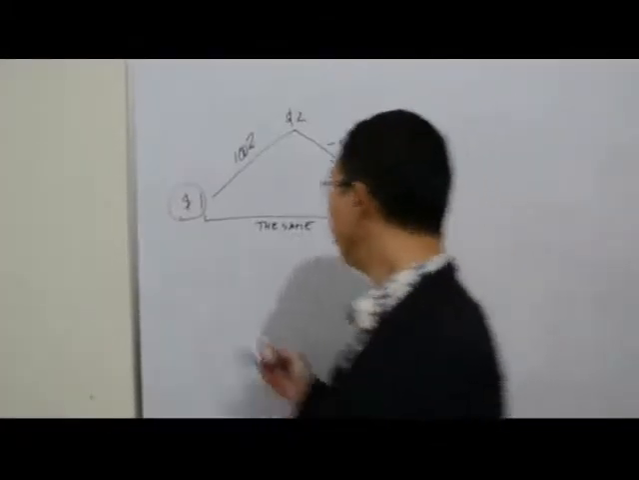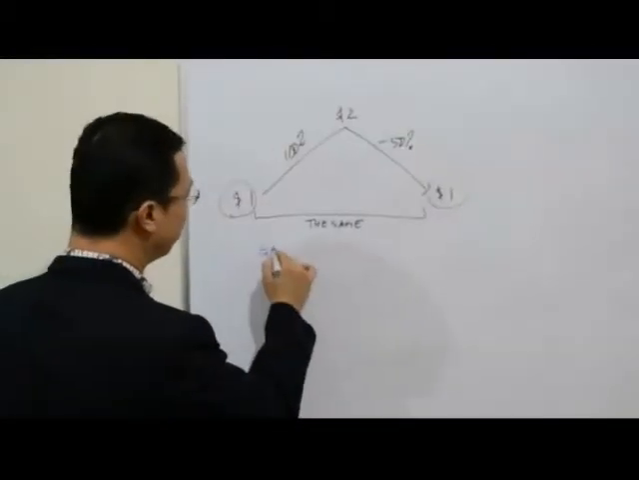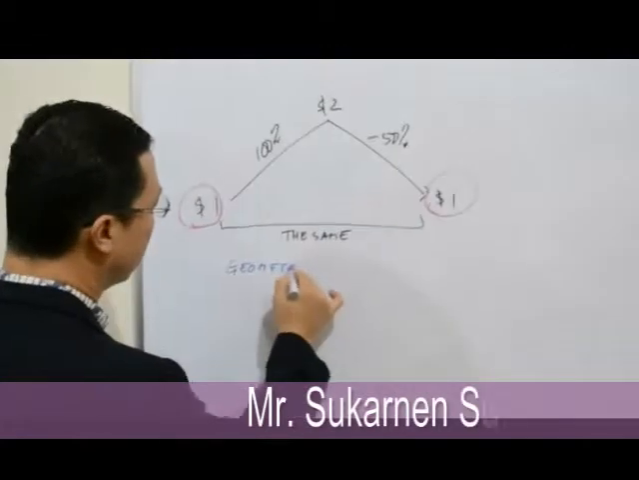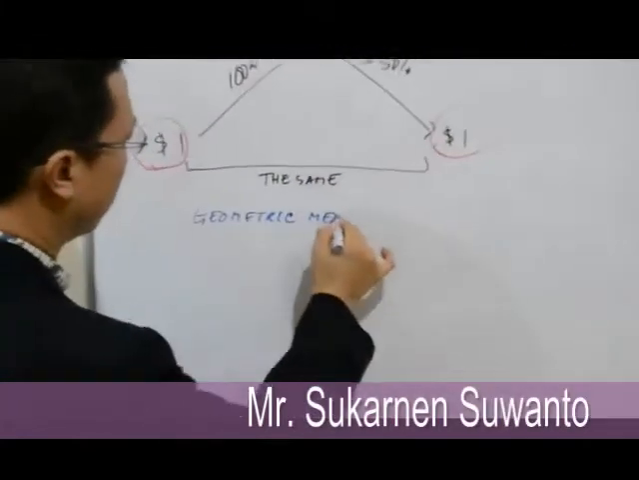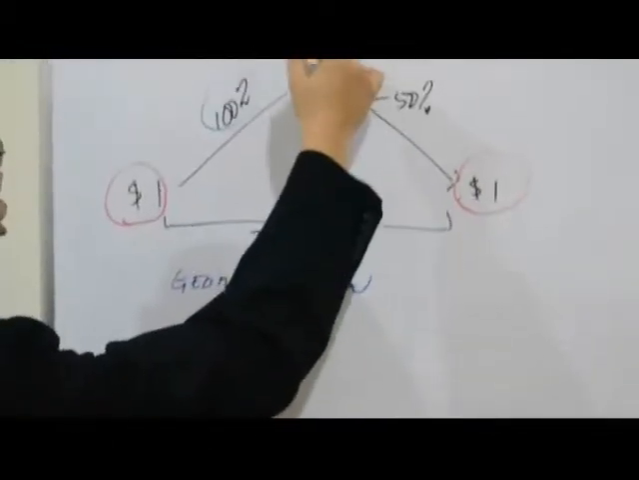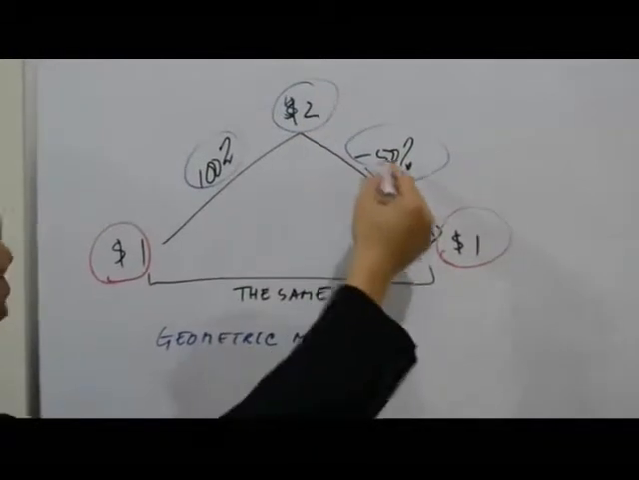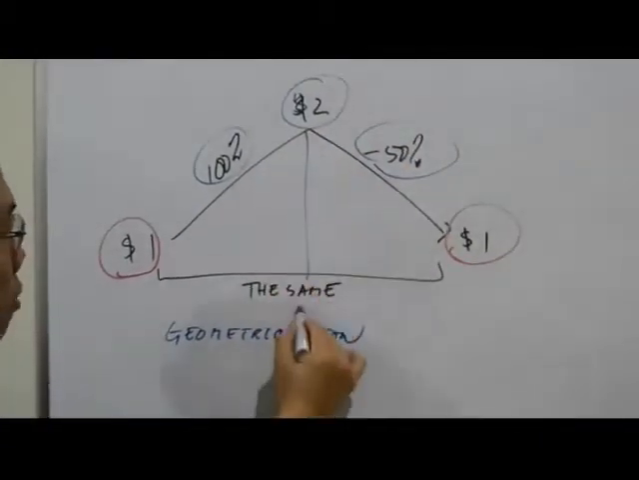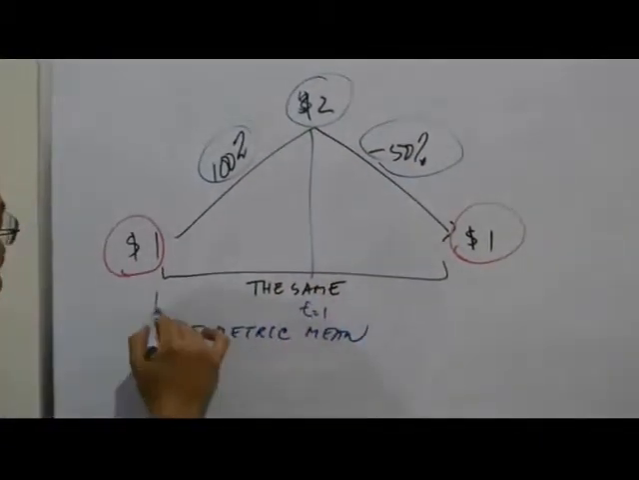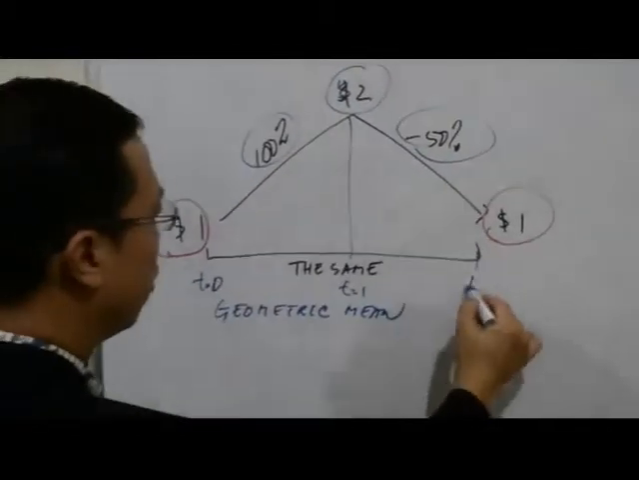Okay, so I explained a bit about how we get the geometric mean. In this case, you have $1 here, up 100%. So your money is $2, and then you're going down by minus 50%, your return in the second period. This is T0, T1, and this is your T2.